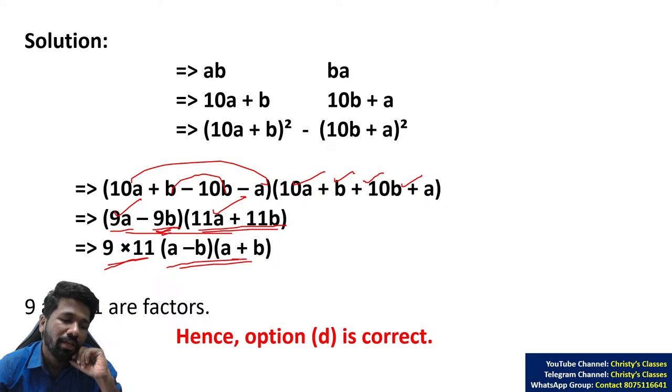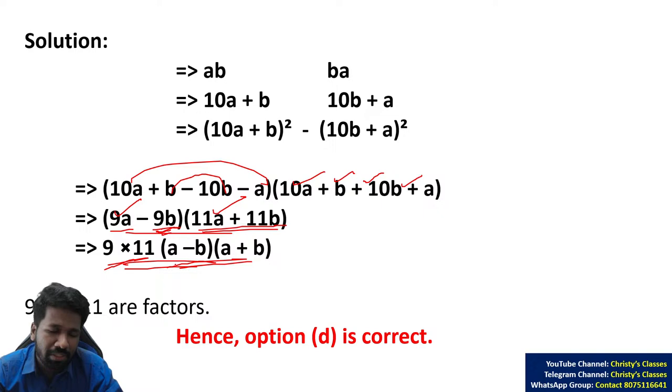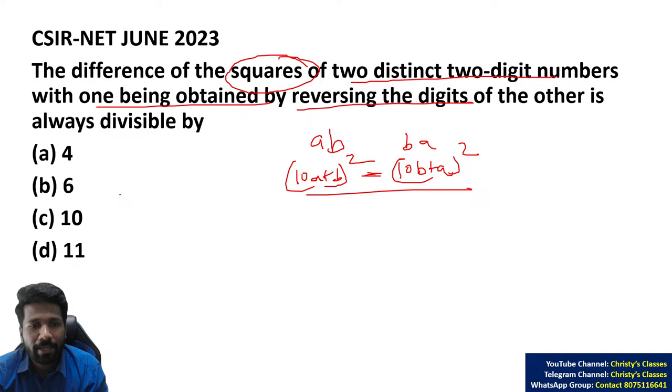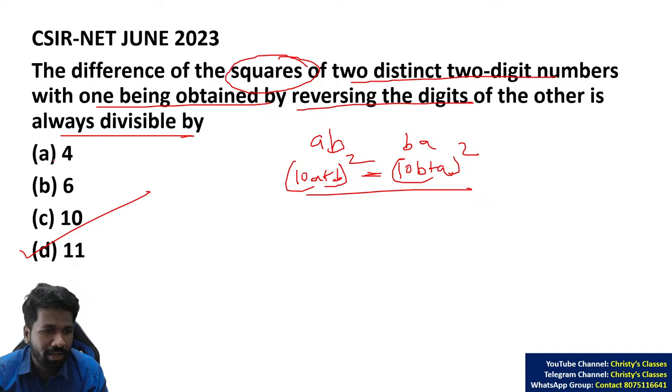That means this product is divisible by 9, by 11, by A minus B, and by A plus B as well. Which option is in the options? It is always divisible by 11, that is correct. Always divisible by 11, because 9, A plus B, A minus B are not in the options. If those were also in the options, they would also be answers. So here, option D is the answer.